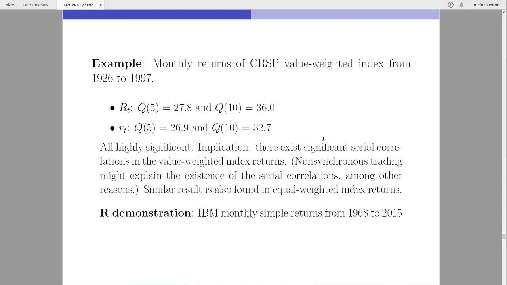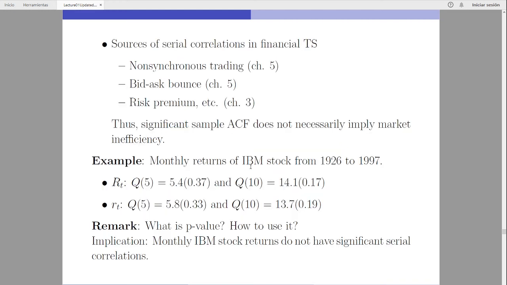But if we check equal-weighted index returns, we have mostly the same. And this is something I have the R code here, so I will share it with you along the week. Otherwise, you can just check it by yourself, and we can look at it in the review session for lecture one. That's one of the things I'm thinking of considering. In this case, back to this example of the monthly returns of IBM stock, these values are not too big, really.